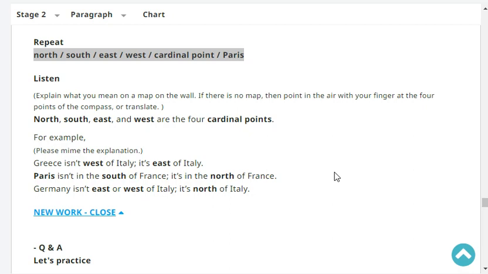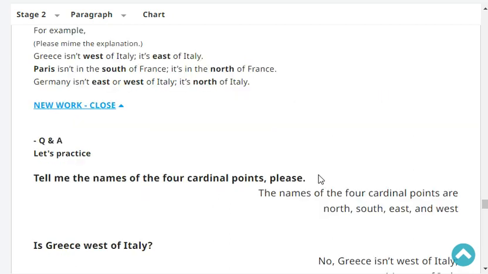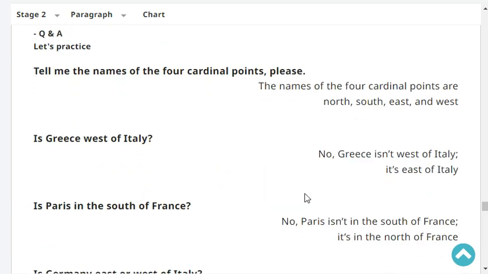For example, Greece isn't west of Italy, it's east of Italy. Paris isn't in the south of France, it's in the north of France. Germany isn't east or west of Italy, it's north of Italy. Okay, let's practice. Tell me the names of the four cardinal points, please. The names of the four cardinal points are north, south, east, and west. Very good.